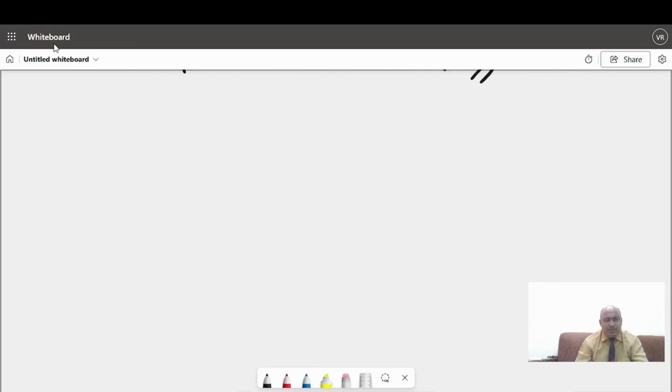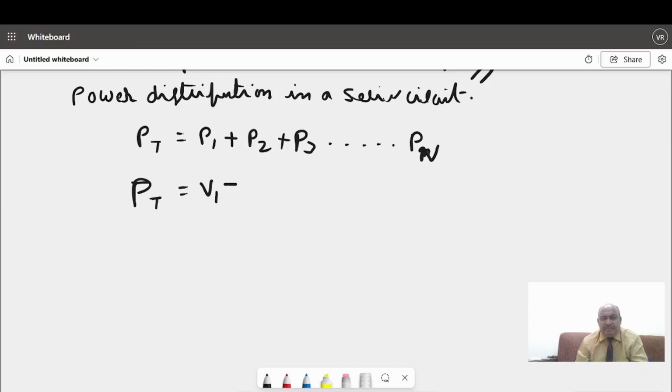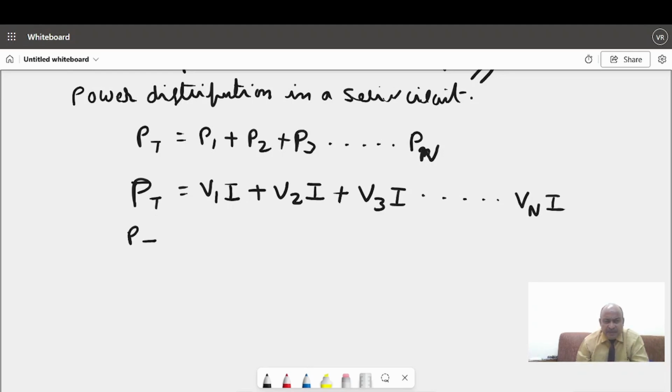Now, power distribution in a series circuit. Total power P is equal to P1 plus P2 plus P3 up to Pn, for the number of resistances. For the same problem, total Pt is equal to V1 I1 plus V2 I plus V3 I up to Vn I, because I is the same. And there is another formula also: Pt is equal to I squared R1 plus I squared R2 plus I squared R3.